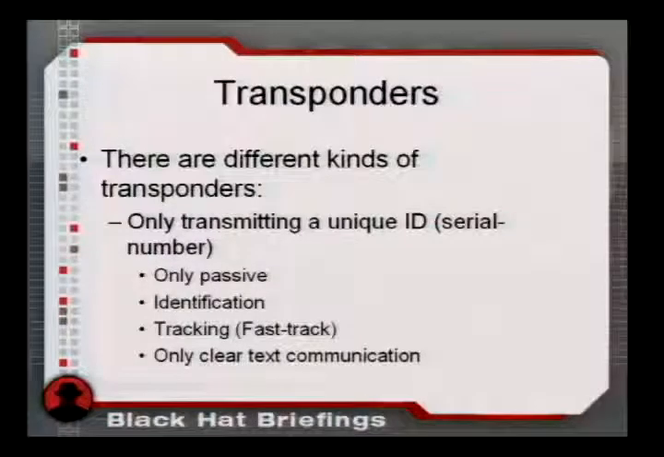So there are transponders out in the field, and we have different kinds of transponders. This specific type of transponder is only transmitting a unique ID, like a serial number. They are only passive. They are used sometimes for identification and for tracking, for example fast track, and they are only operating with clear text communication.